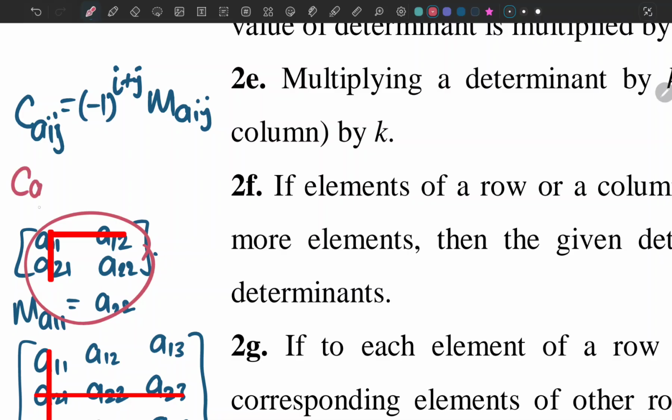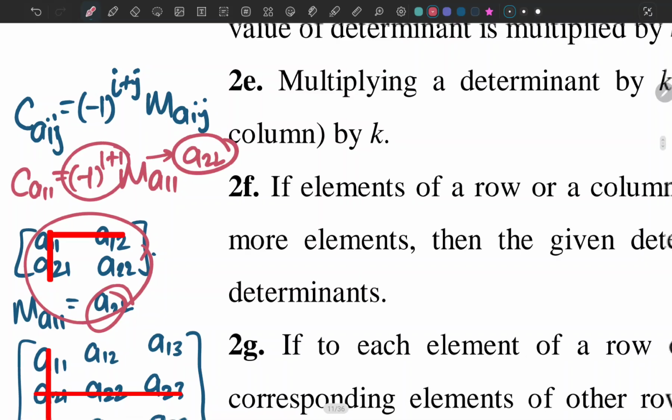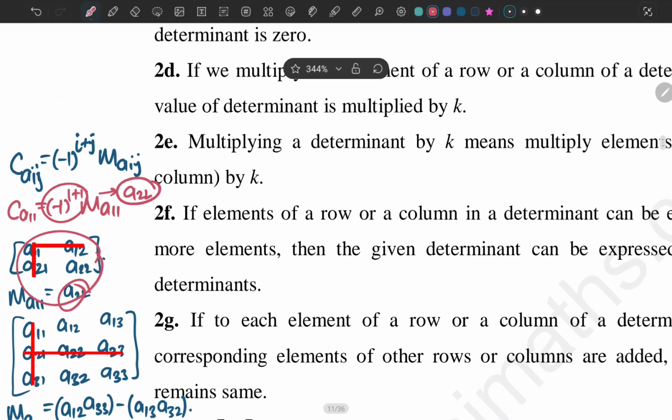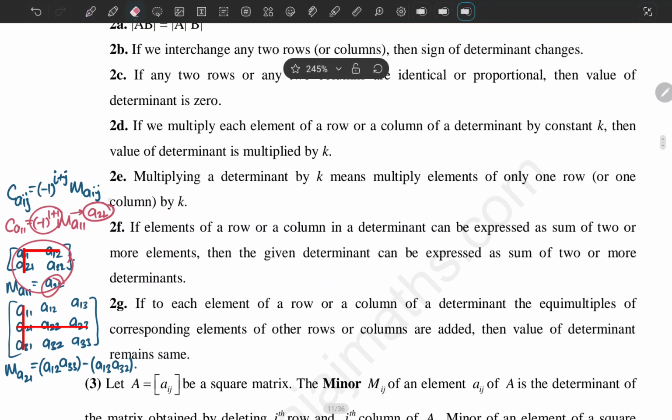So the cofactor of A11 is (-1) to the power 1 plus 1, that is i plus j, times the minor of A11. The minor of A11 was A22, so this comes out to be A22. That's it, because (-1) to the power 2 is going to be positive one. But if you talk about an element where, after adding, the order of that element comes out to be negative, then you're going to have a negative cofactor, right?